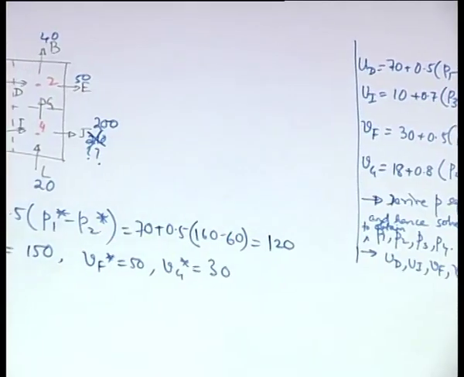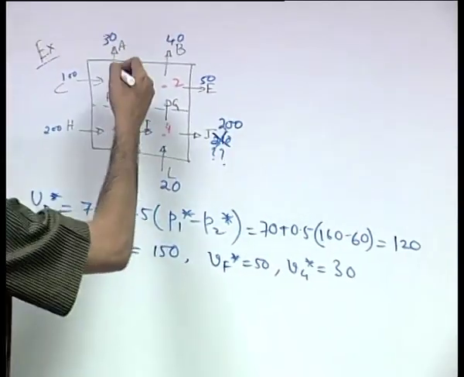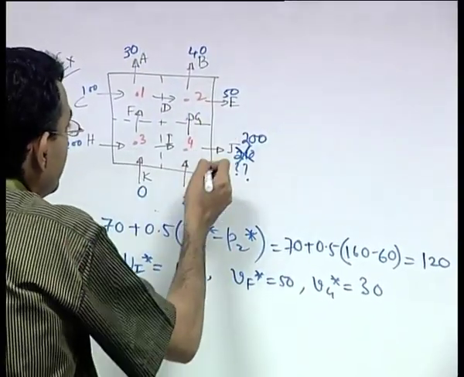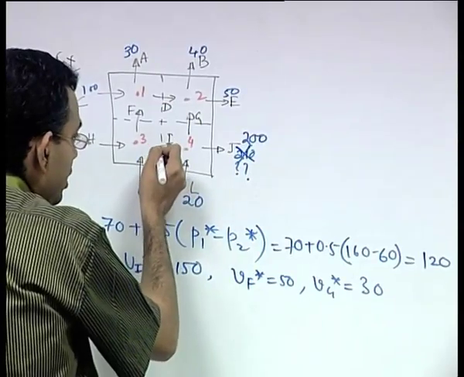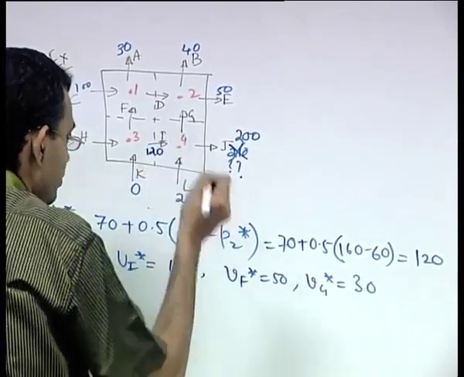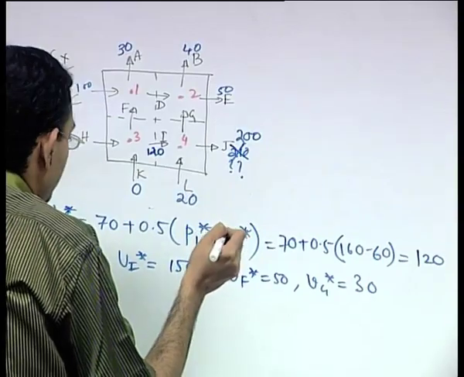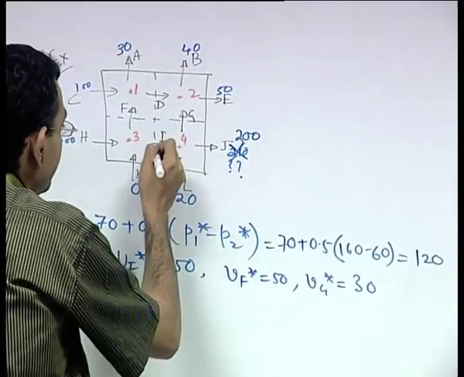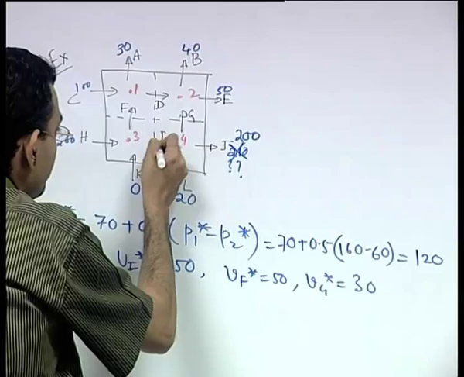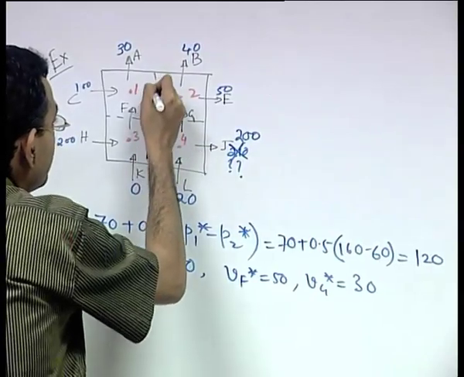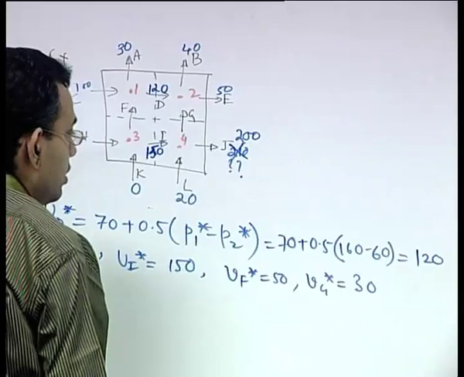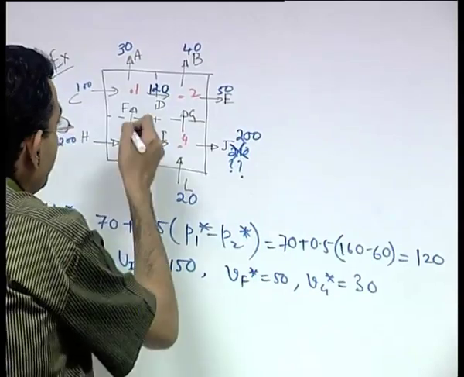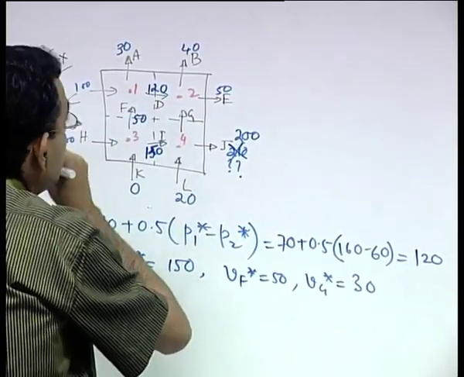So let us put those values that we have solved in this figure. So UI star equal to, where is I? Here is I. UI star equal to 120. Then UD star is there, sorry, this is 150, this is 150, UD star is 120, then VF star is 50, VG star is 30.